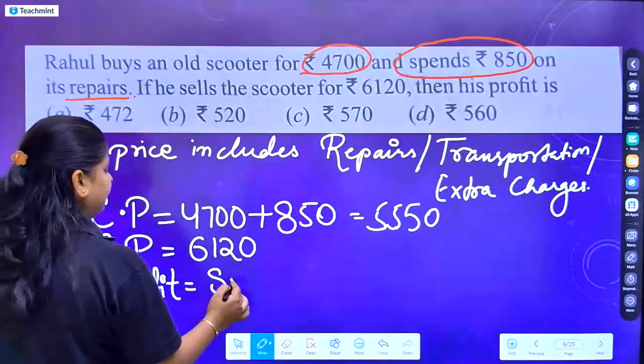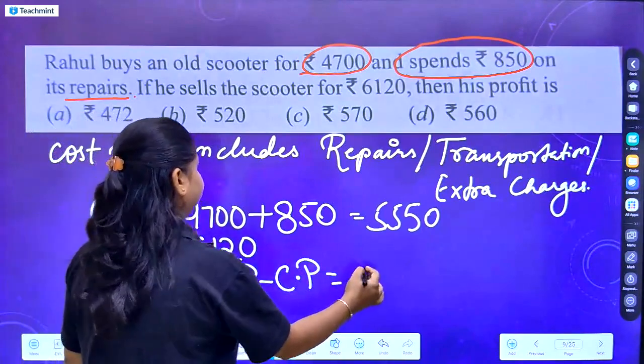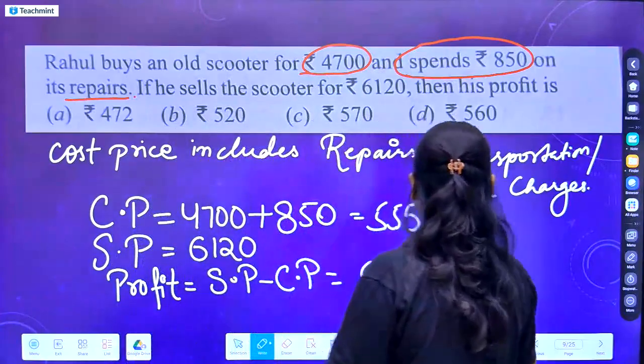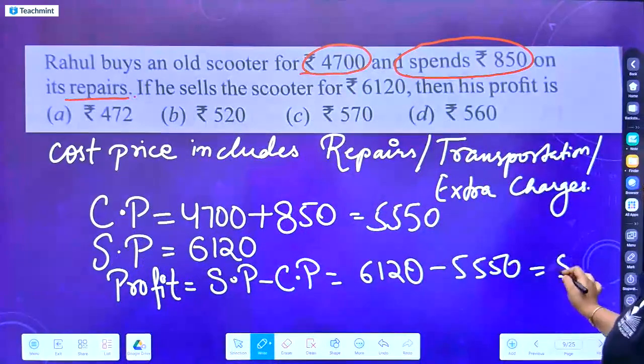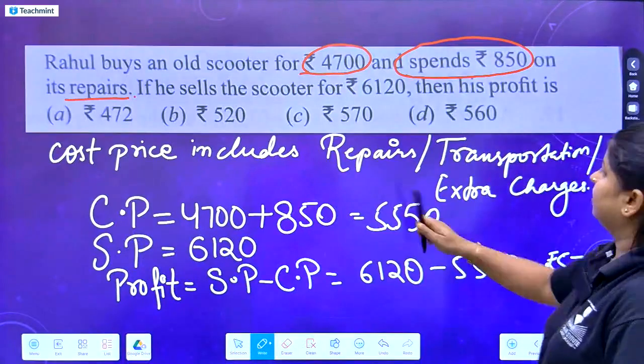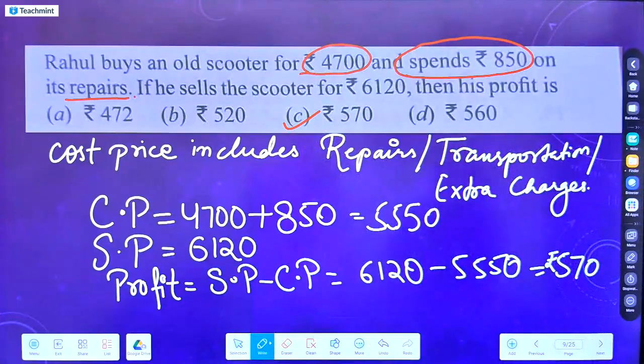Profit is selling price minus cost price. So 6,120 minus 5,550, you will have 570 profit. Option C. 6,120 minus 5,550, that is 570 rupees profit. Any doubts, anyone? Do let me know.